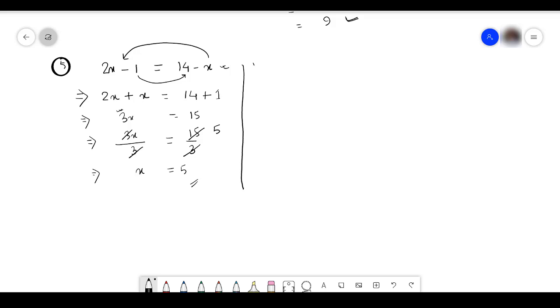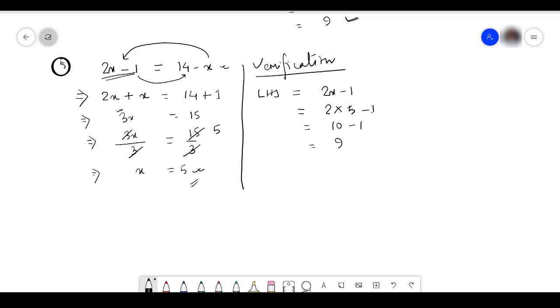Then proceeding to the verification part. In the verification part, the LHS is twice x minus 1. Am I right? This was the LHS. So twice x minus 1. In place of x, what do I have to do? Value of x, the value which is already found out, we have to put it here. Minus 1. The result will come as 5 into 2 is 10, minus 1. The result will come as 9.